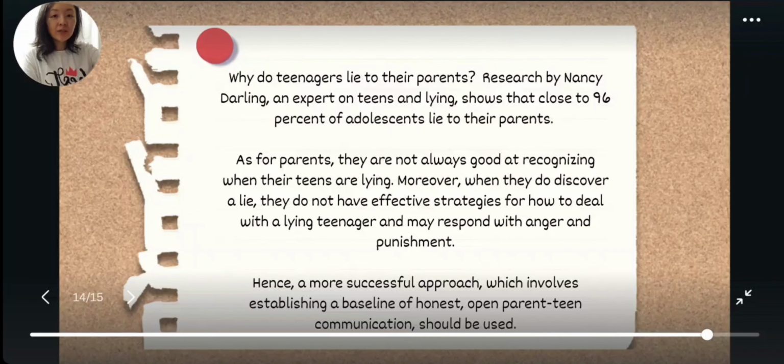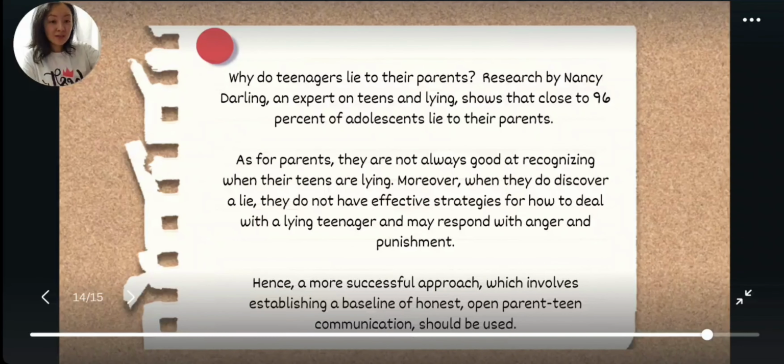Then, as you remember, we give some more specific information. As for parents, they are not always good at recognizing when their teens are lying. Moreover, when they do discover a lie, they do not have effective strategies for how to deal with the lying teenager and may respond with anger and punishment. You see that here we do not go thoroughly into the topic. We just introduce the topic. We just give more specific details.